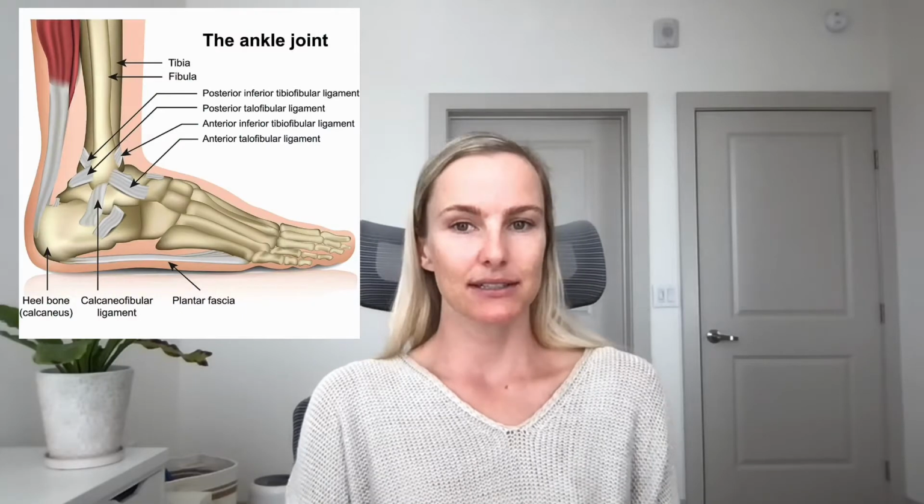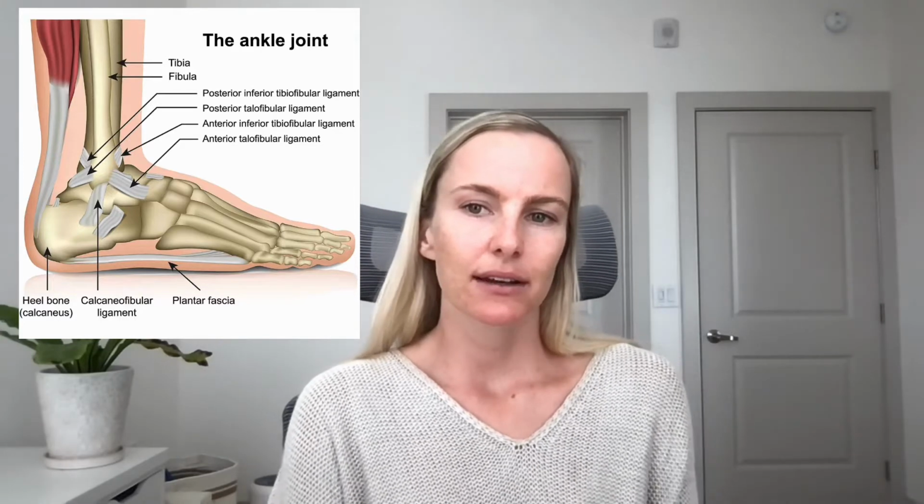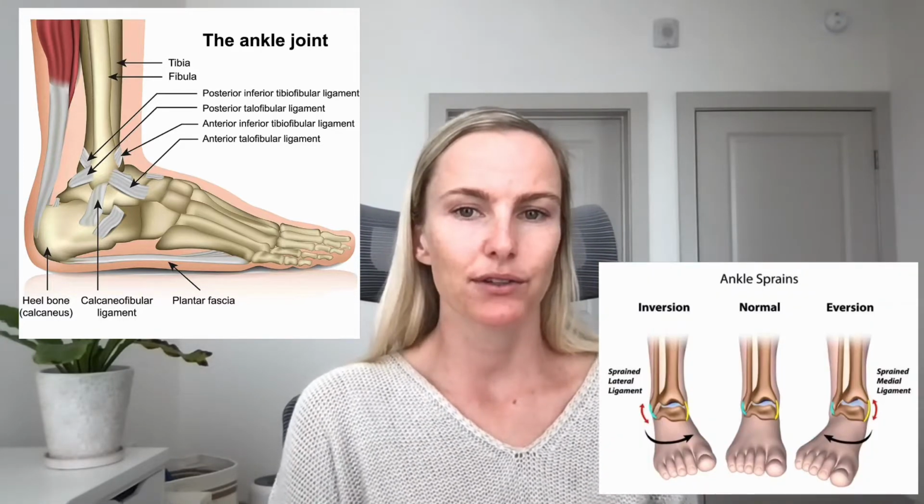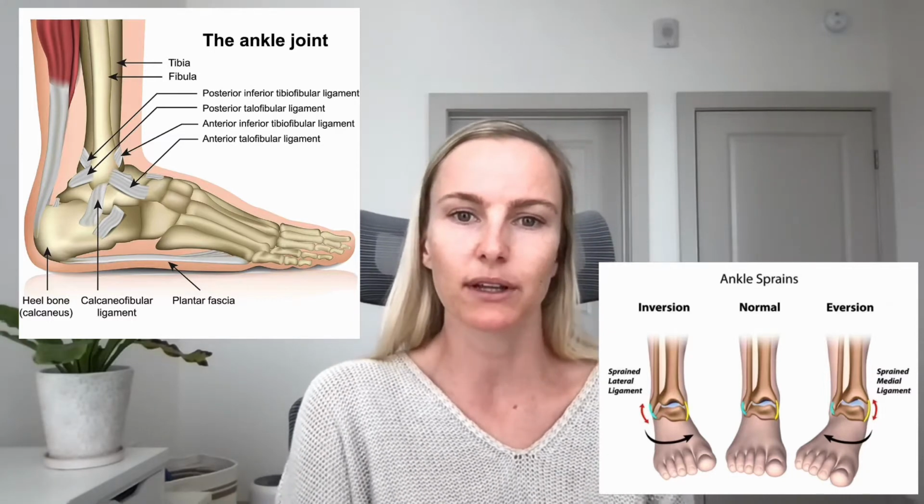Today we're going to talk about ankle sprains. Ankle sprains are a very common injury that impact the ligaments that support the ankle. A ligament is a type of connective tissue that holds bones together and provides stability to joints. An ankle sprain occurs when a ligament becomes overstretched or torn due to any movement that twists, rolls, or turns the ankle beyond its normal limits.